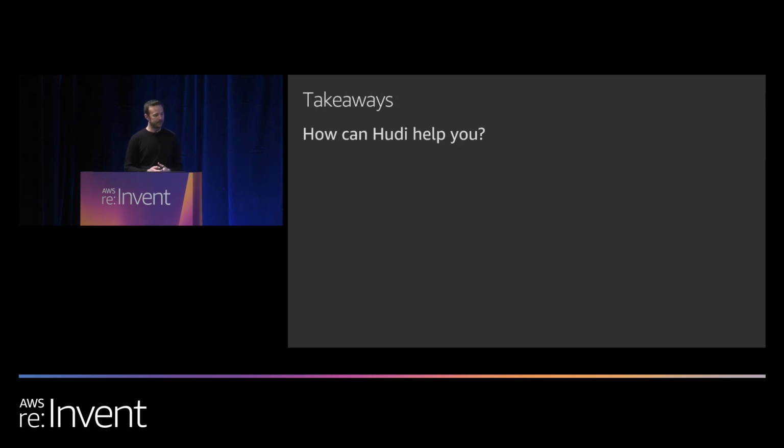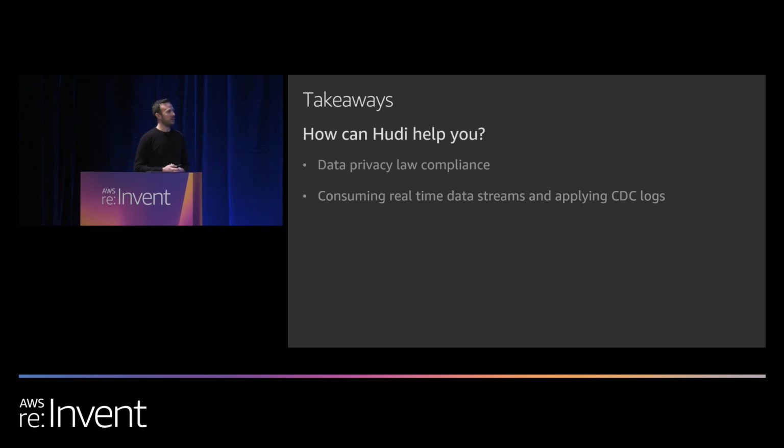So I want to go through quickly some of the different use cases that Hudi can help you with. Number one is data privacy law compliance. As we discussed in the beginning, with GDPR and CCPA, you want to be able to delete your user data quickly. With the index that Hudi provides, you can quickly find the individual rows and only rewrite the specific files that you need to rewrite to delete the sensitive information you want to remove.